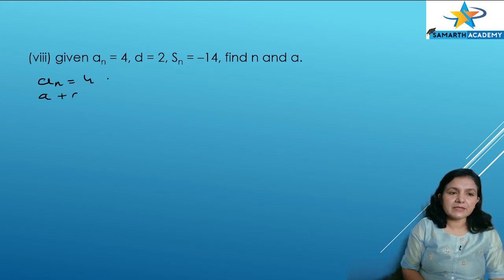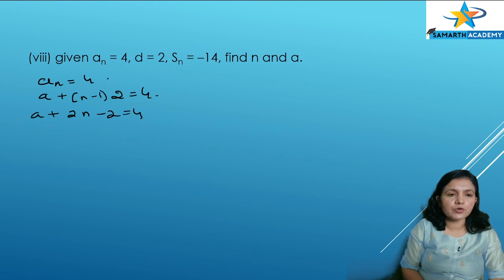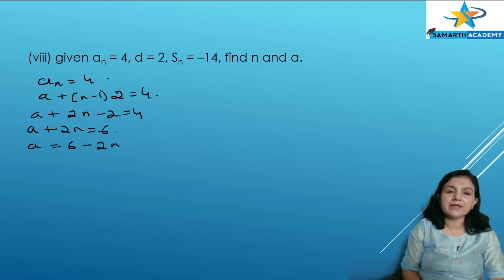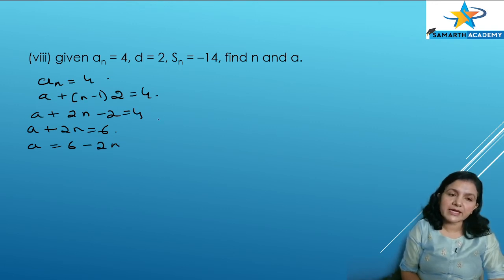That is a plus n minus 1 into d is equal to 4. d is given as 2, so we'll write this as 2. From here, a plus 2n minus 2 is equal to 4, or a plus 2n equals 6. Or I can also say a is equal to 6 minus 2n. Let me write all the possibilities here so that I can use whatever I want in the next step.